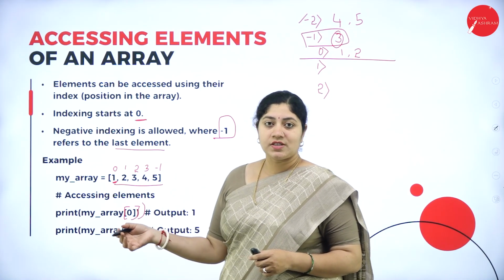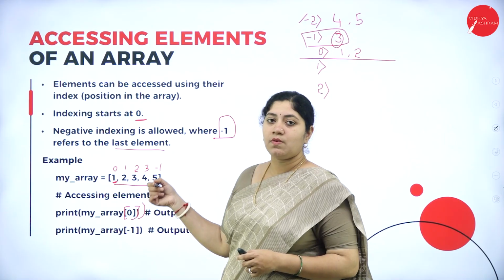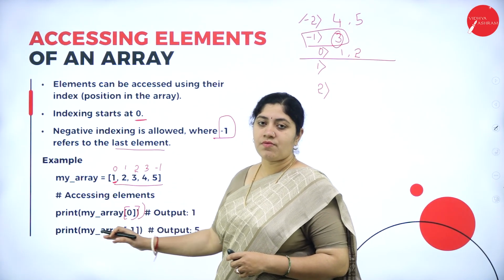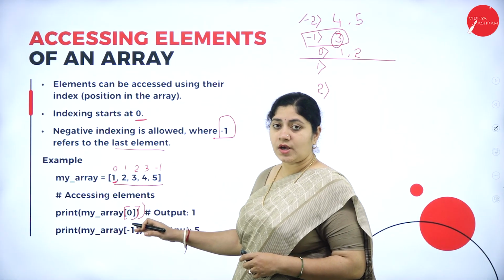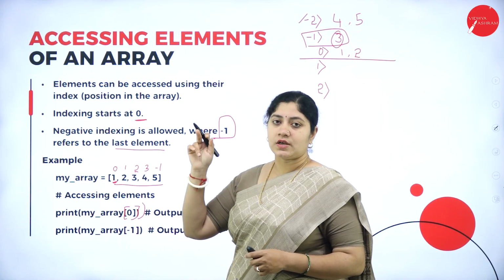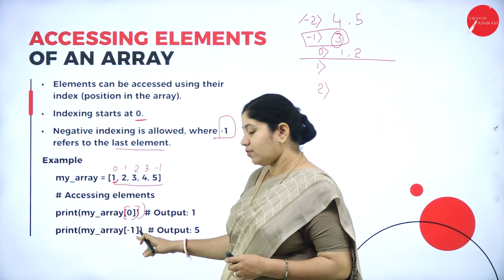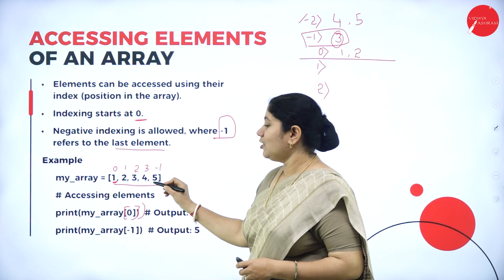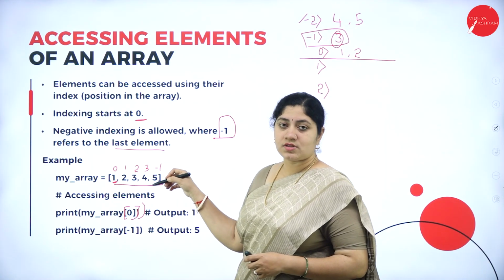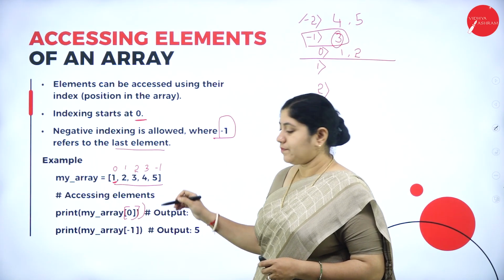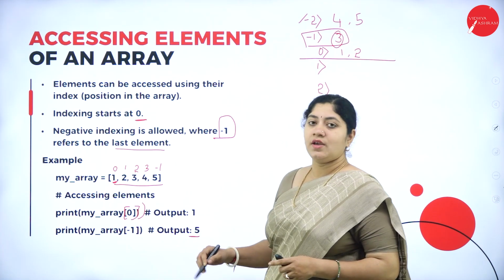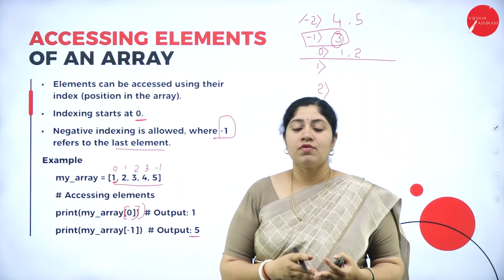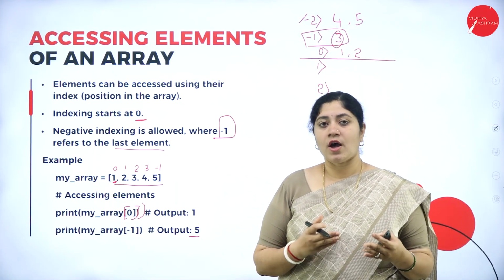Now we will consider an index value of minus 1. We write the same syntax, print of the array name, that is my_array, but we write the index, that is minus 1. As we know, the output for this is the value at the minus 1 index, which is 5. So the output will be 5. This is how we consider negative indexing with respect to accessing arrays.